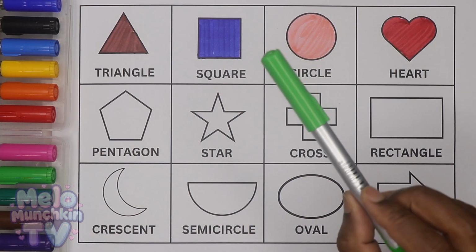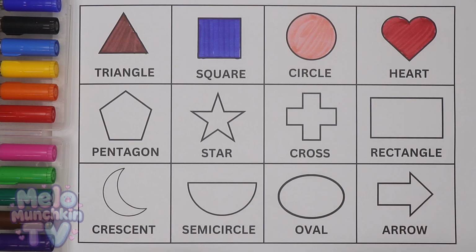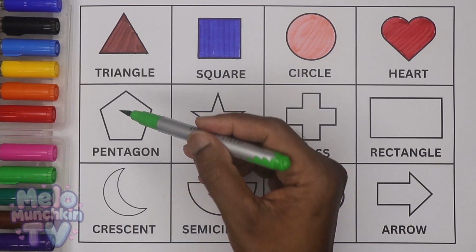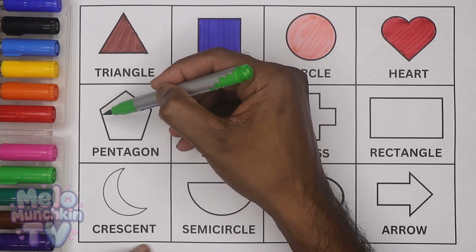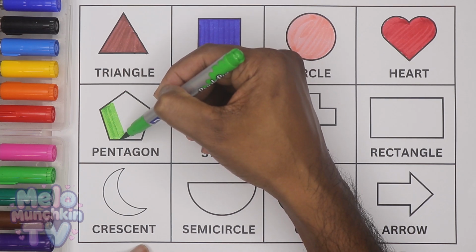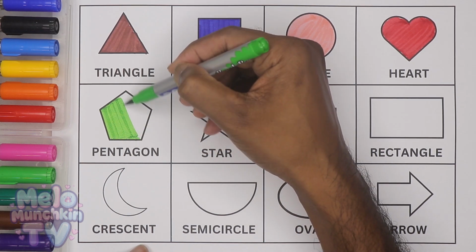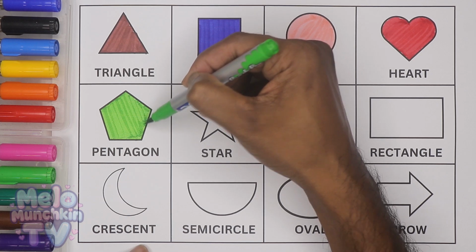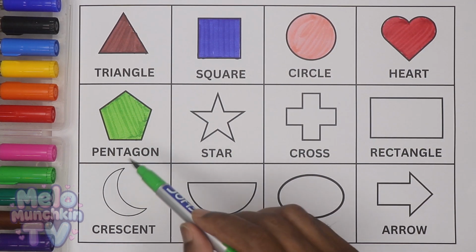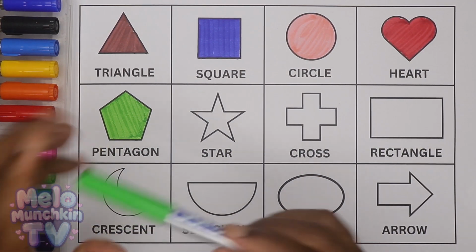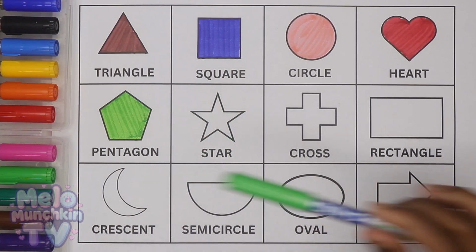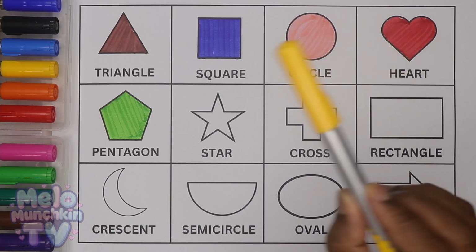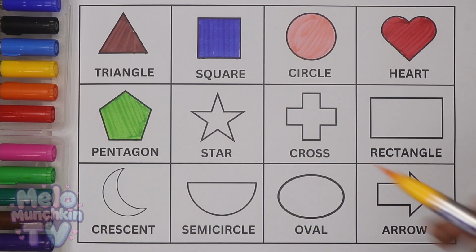Next I'll take green color. This is light green color and color pentagon. This shape is called pentagon. Okay, this is a pentagon. And which color is this? Light green color.